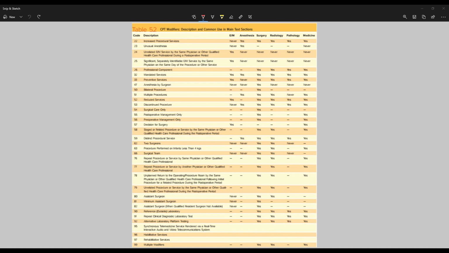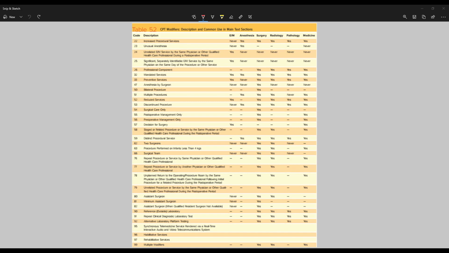And then 62 for two surgeons. Again, it's uncommon, but not as uncommon as a surgical team. You can see surgeries requiring two specialists of different types of surgery. So back to the modifiers we're actually discussing.